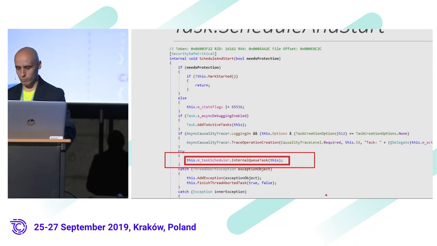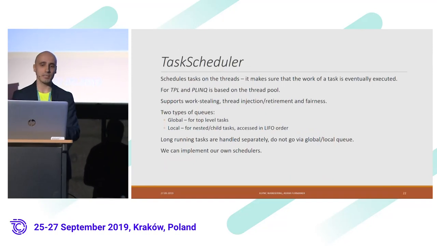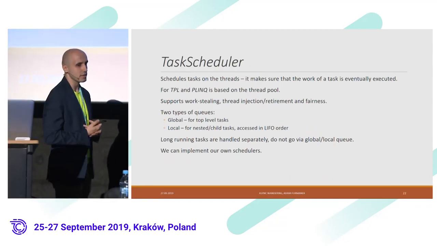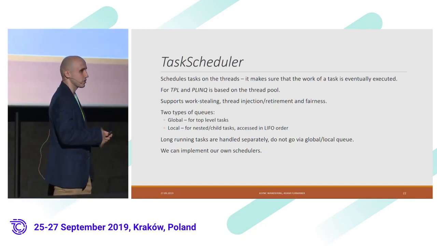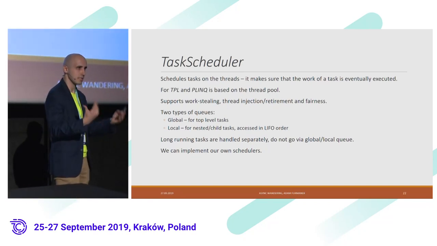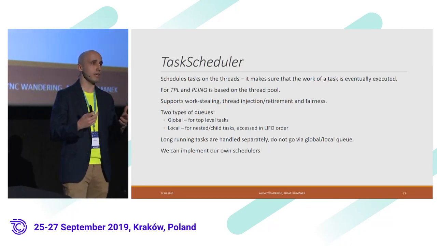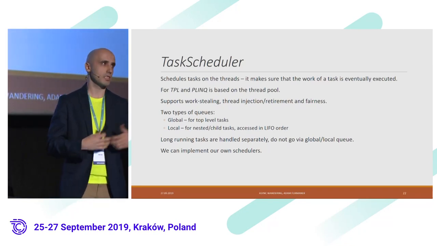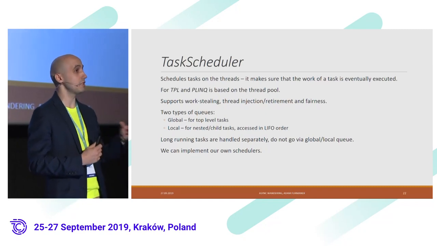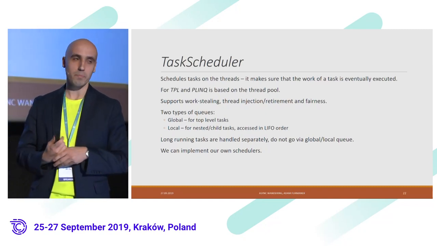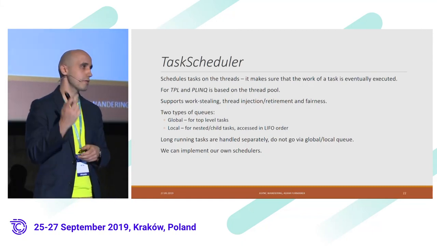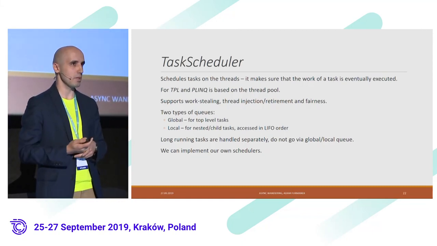Obviously there is one provided by .NET, and it's pretty clever, pretty convenient. It supports different types of queues, different types of tasks. It supports long-running tasks, short-running, work-stealing, all those things. However, this task scheduler is just given to us by .NET and is used by default. But if we ever have a need, we can always replace it with our own custom implementation.